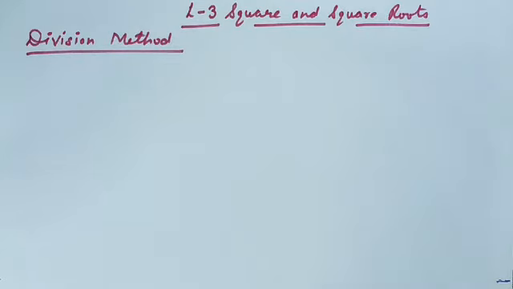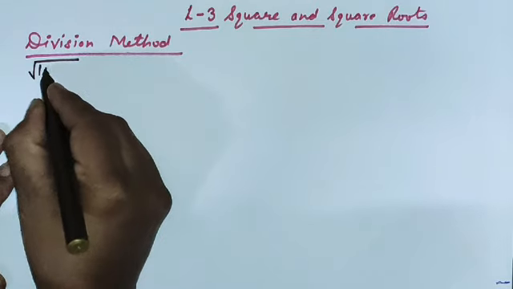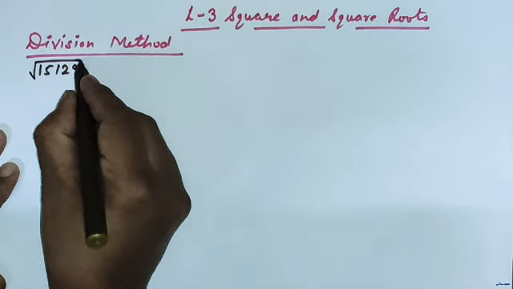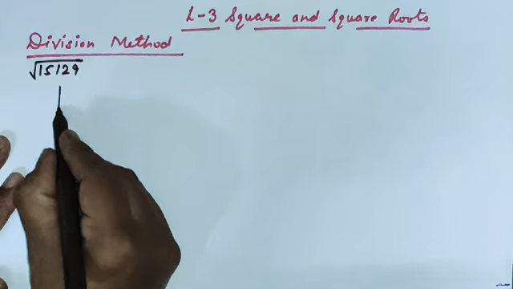Good morning students. Chapter number 3, Squares and Square Roots, and today we are going to start our next method of finding the square root, that is the division method. Last time in the Zoom class which I took, many students were not able to log in, so I am starting the division method once again. Let me take the first number, the square root of which we have to find, 15129. This is the number whose square root we are going to find using the division method.